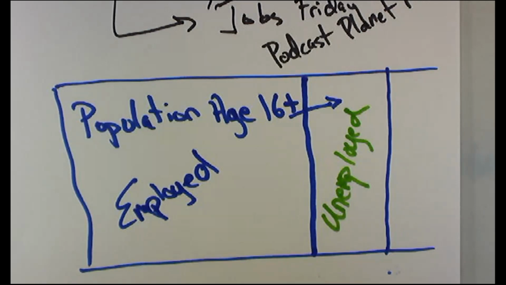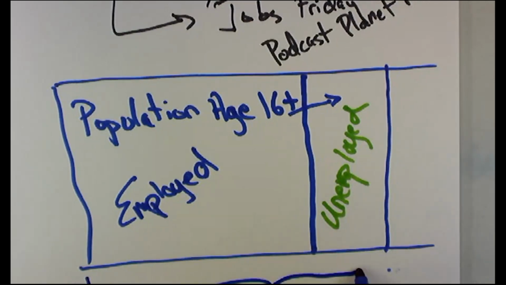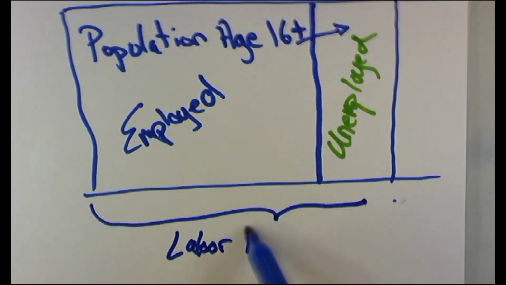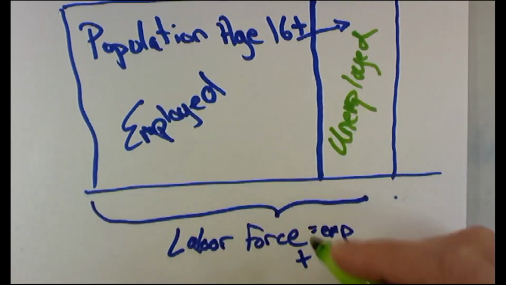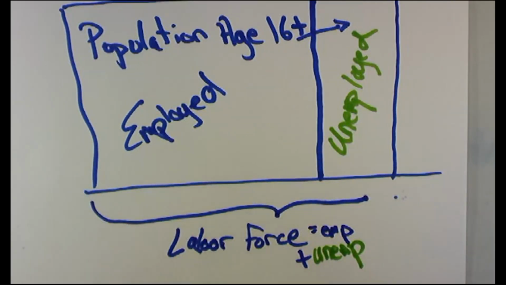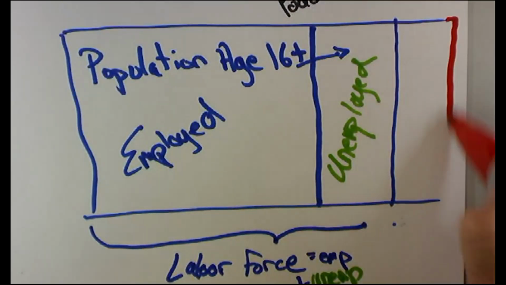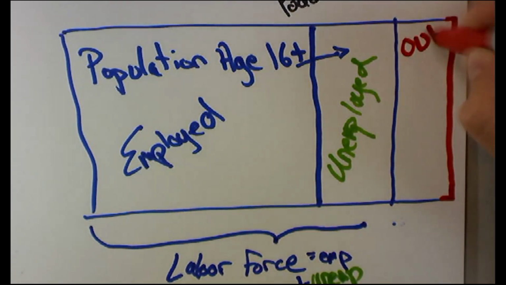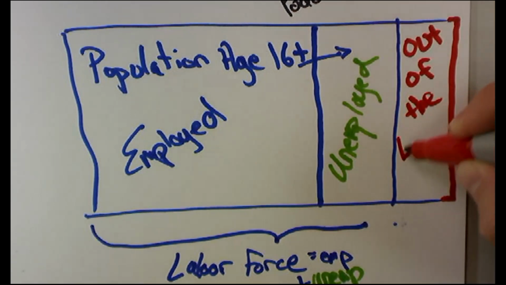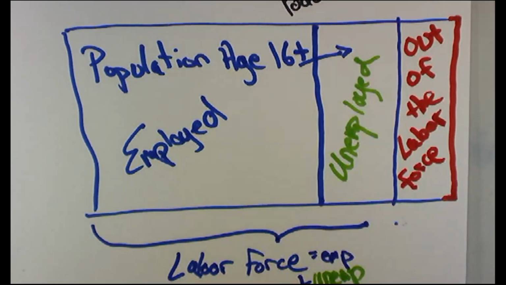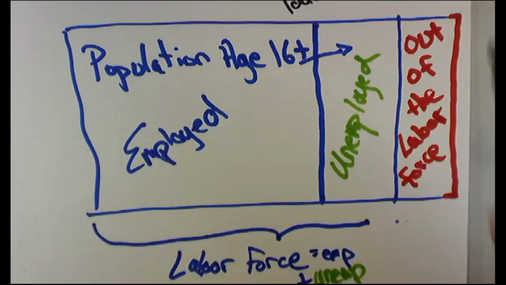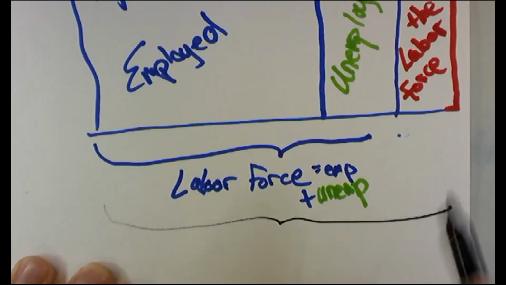And these two together make up that term I was telling you about earlier, the labor force. That's just the employment plus unemployment. But as you can see, my square is not completed because I've got a bunch of old fogies and babies and whiners, a bunch of people that are out of the labor force. And so this whole thing is my total population.